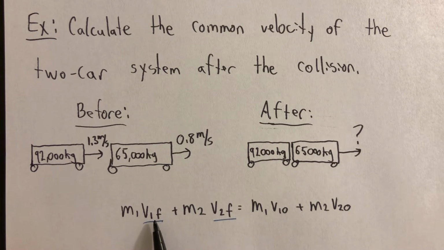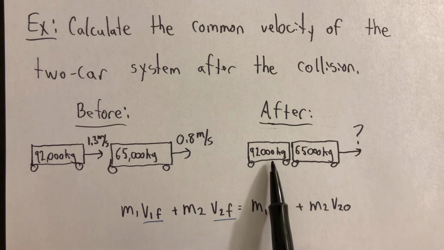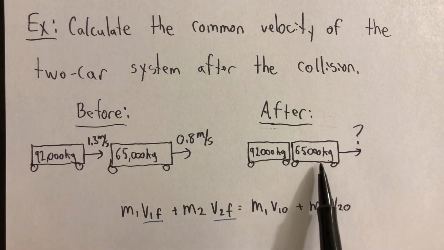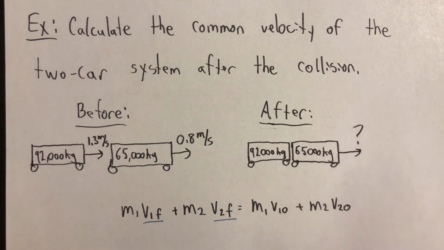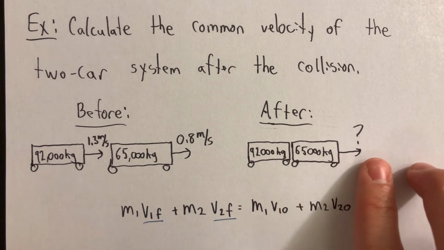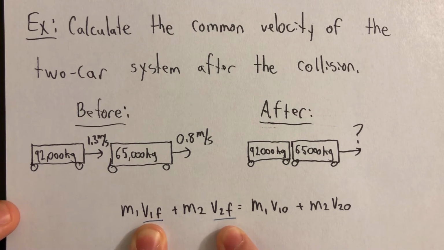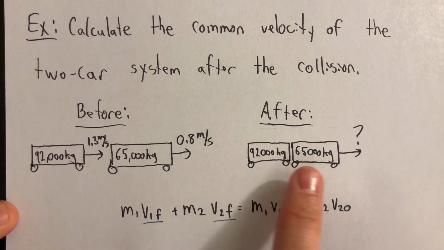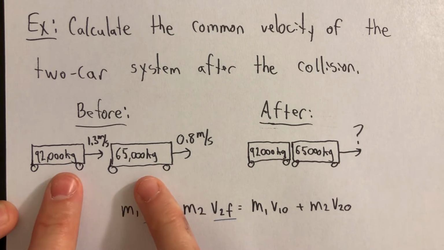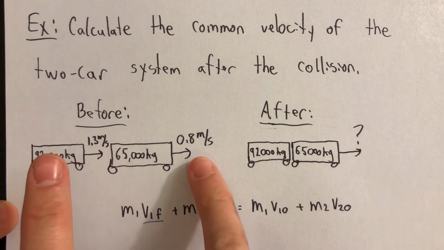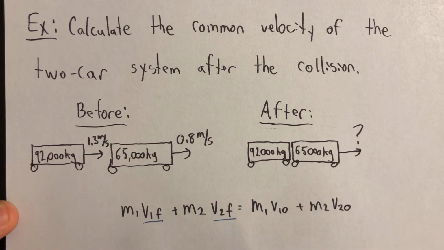v1 f is the final velocity of car 1. v2 f is the final velocity of car 2. So at the end, since they're sliding together, they're attached. That means that their velocities are going to be the same. Just to make sure you're following along here, I'm calling this car 1 and this car 2. So if we look at our before picture, v1 initial is 1.3 and v2 initial is 0.8. So we're going to do this factoring and then we'll go ahead and solve.